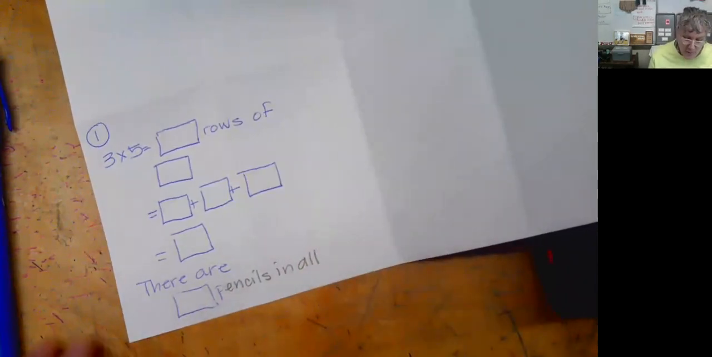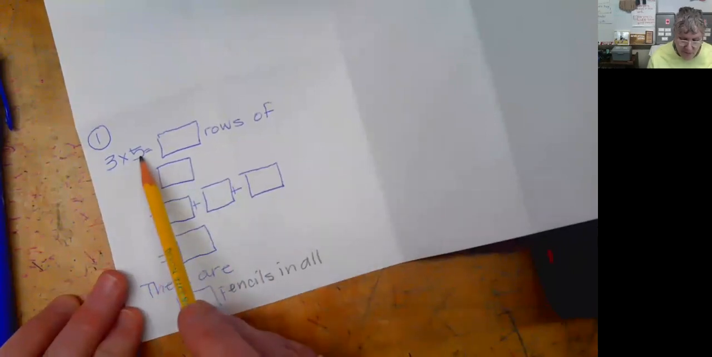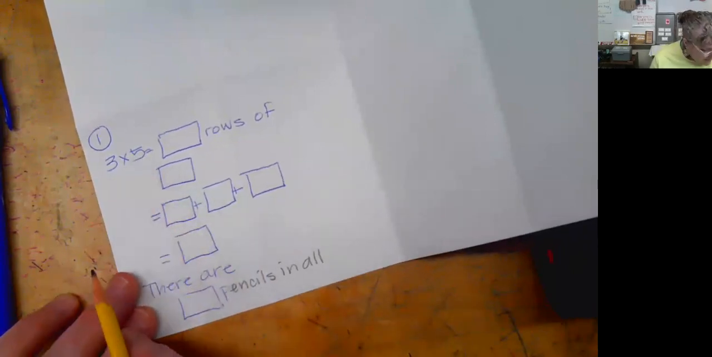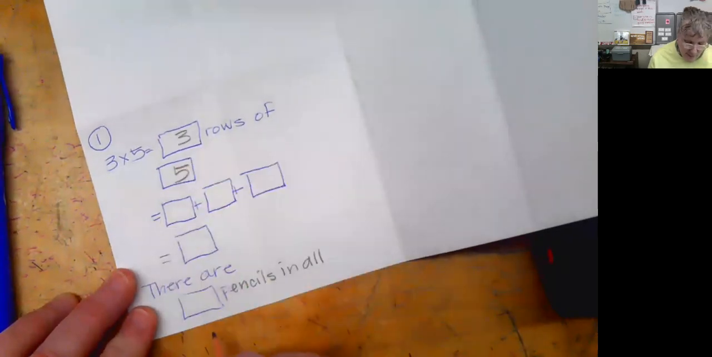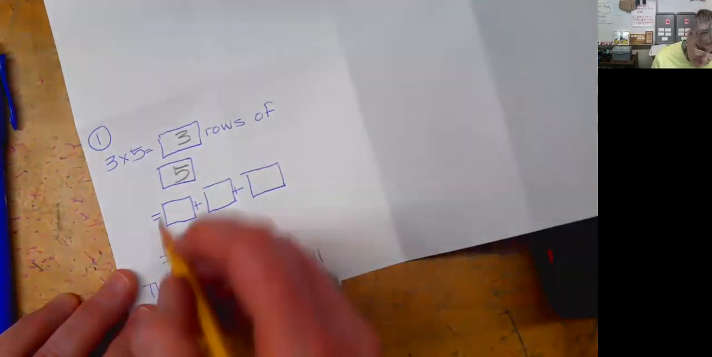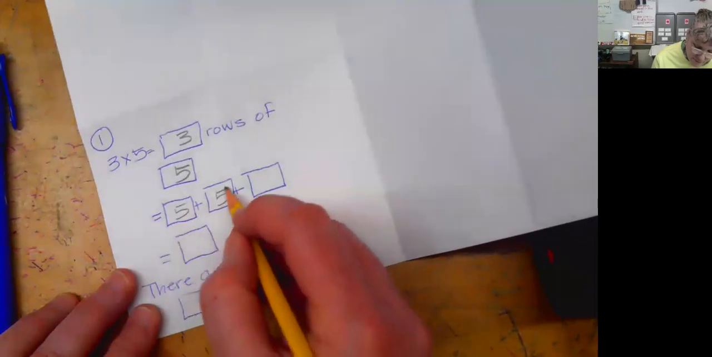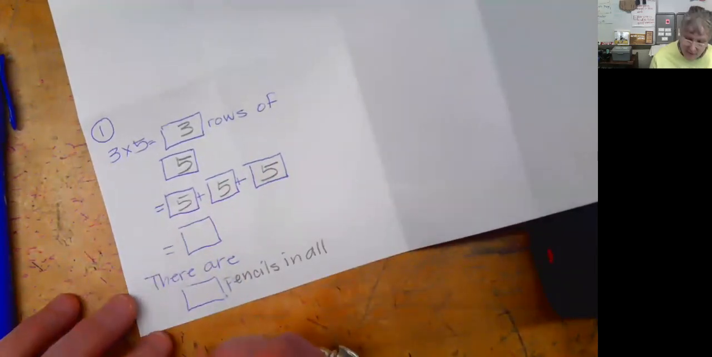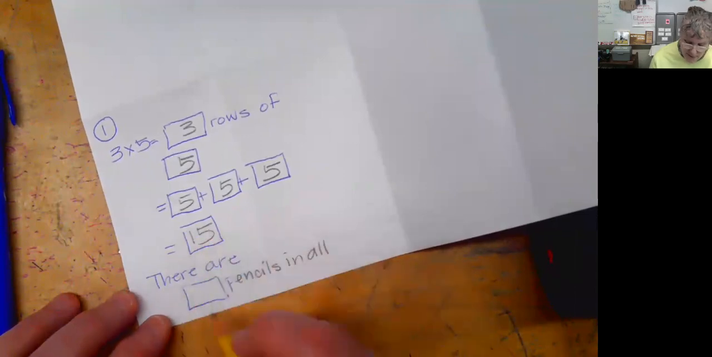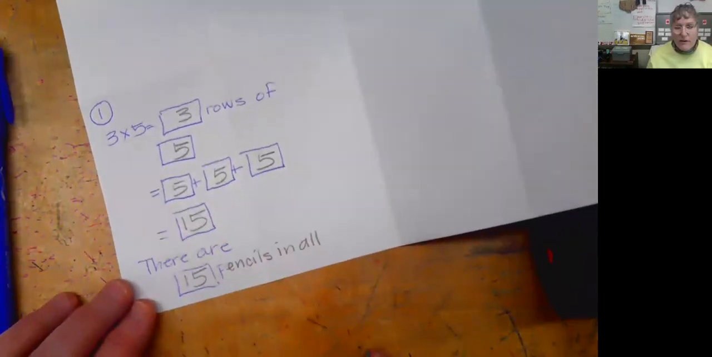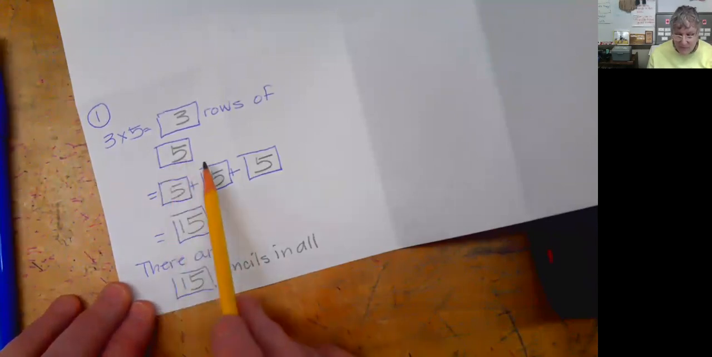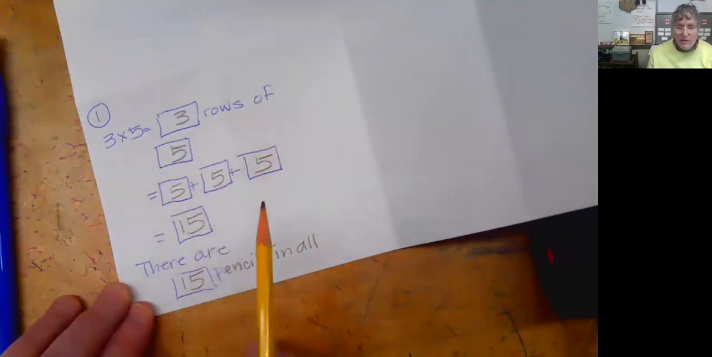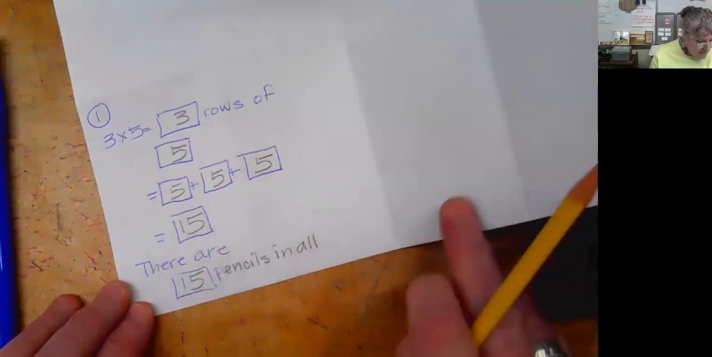Okay, so if we know that we have 3 times 5, that means that we have 3 rows of 5. And that means that we can say 5 plus 5 plus 5, and that's going to equal 15. That means that there are 15 pencils altogether. Now, the way I would probably do that is I would use length times width. So I would say 3 times 5 equals 15.